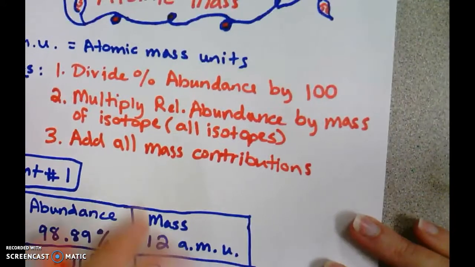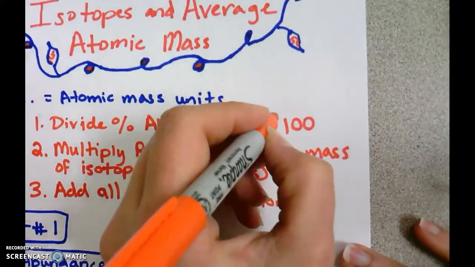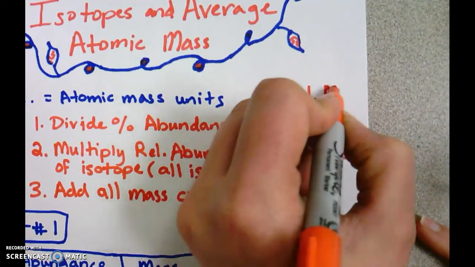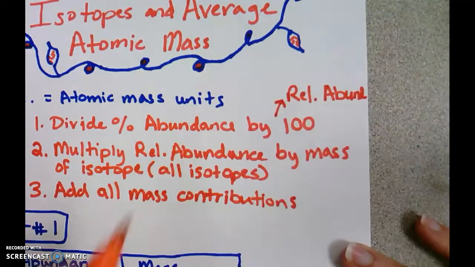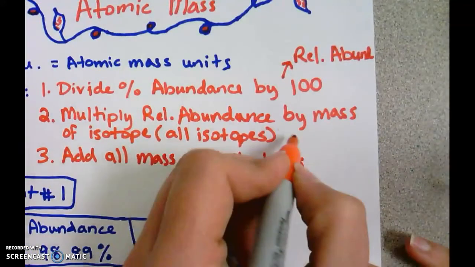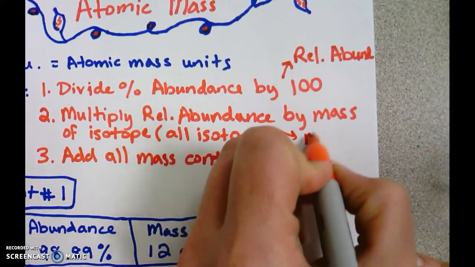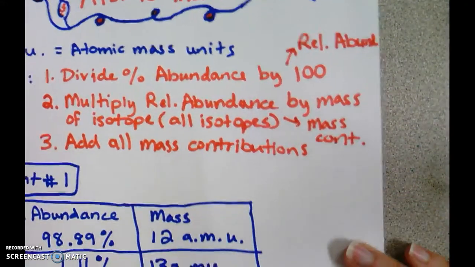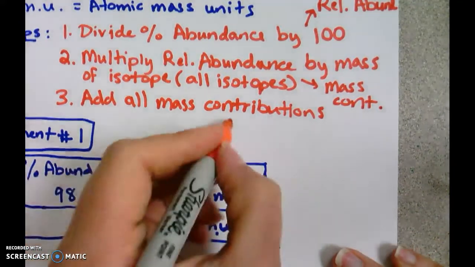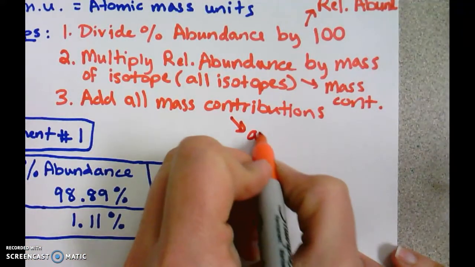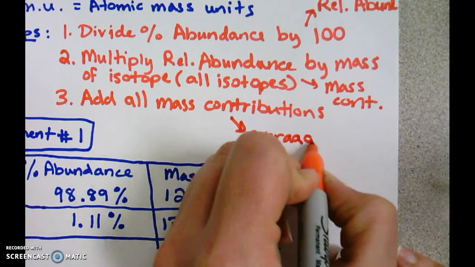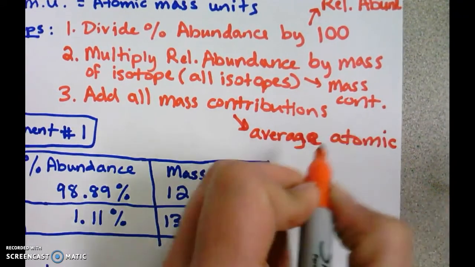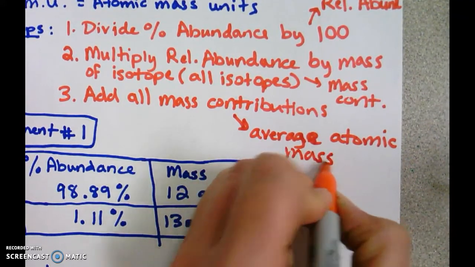So I should say up here that this gives you your relative abundance. Running out of room. This step gives you your mass contribution. And this step gives you your average atomic mass, which is what you're trying to find.